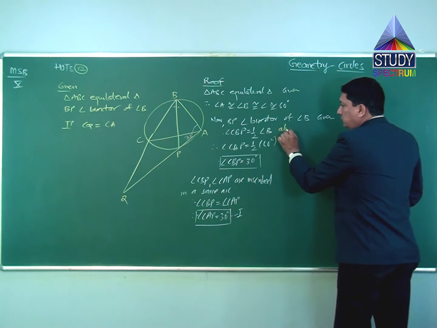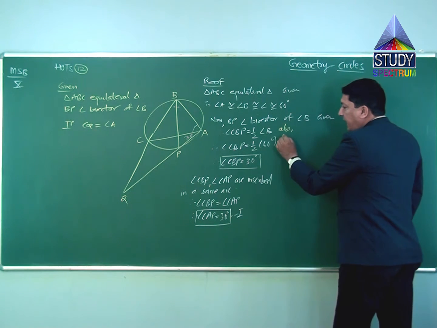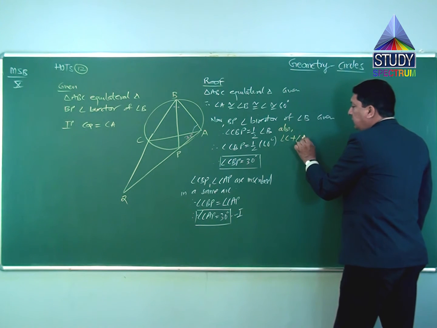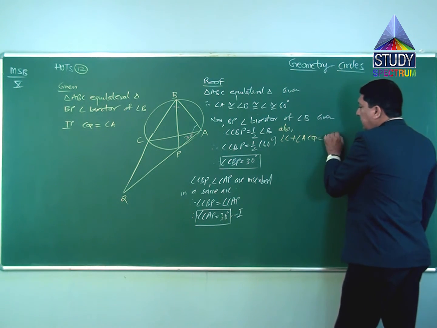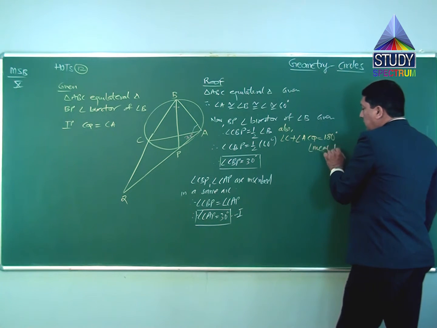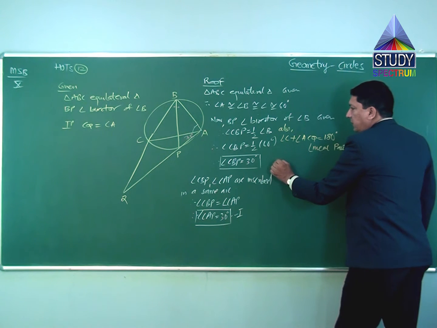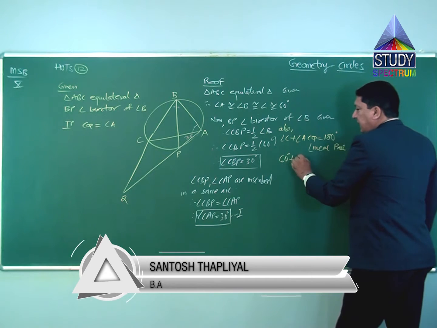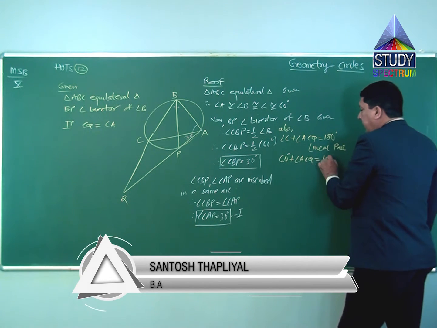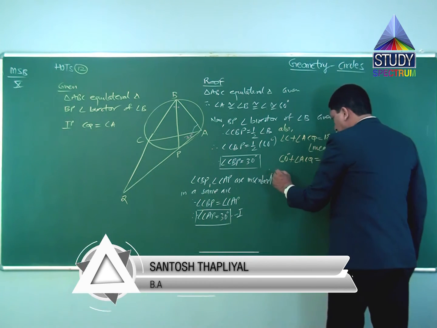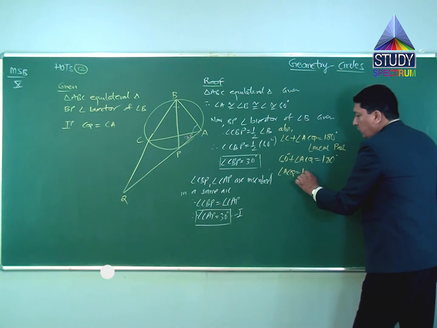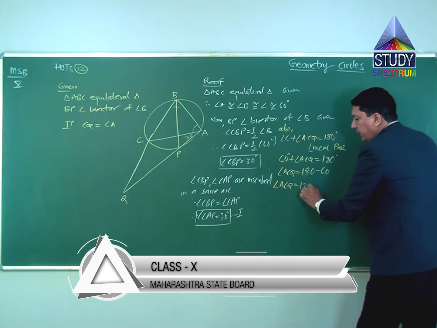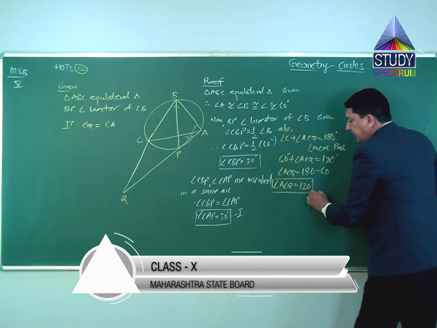Also, angle C, we are calling this as angle C, plus angle ACQ is equal to 180 degree. We can make out it's a linear pair, so sum has to be 180 degree. Therefore, C is 60 degree. 60 degree plus angle ACQ is equal to 180 degree. Therefore, angle ACQ is equal to 180 degree minus 60 degree. Angle ACQ is equal to 120 degree. Second equation.